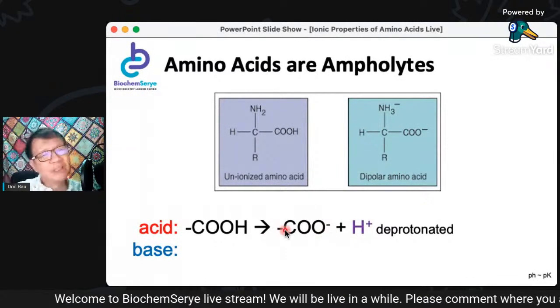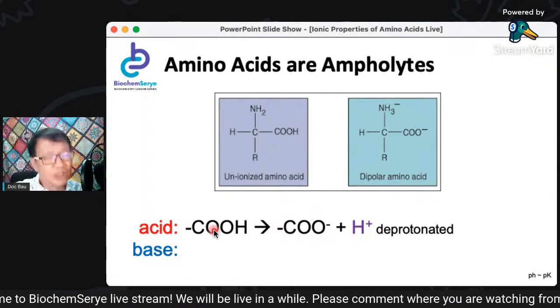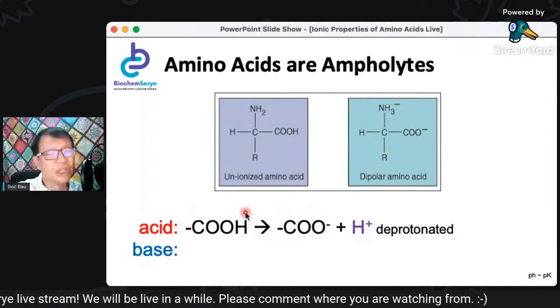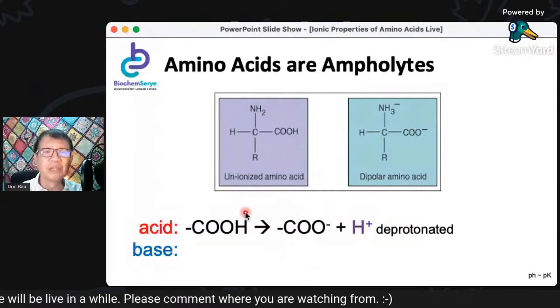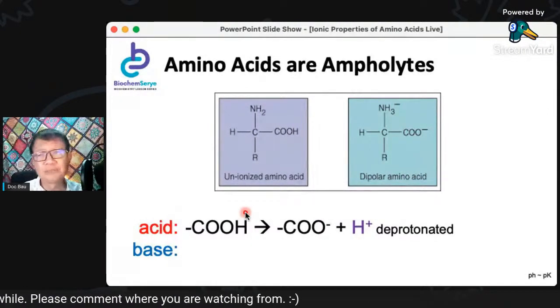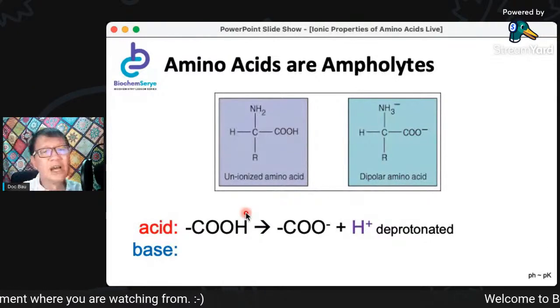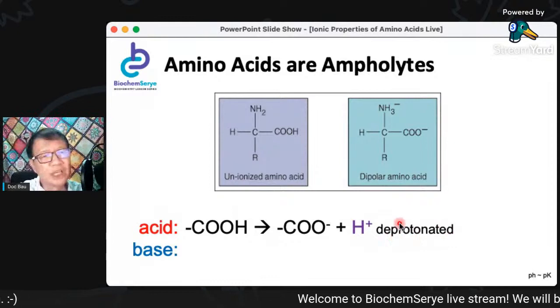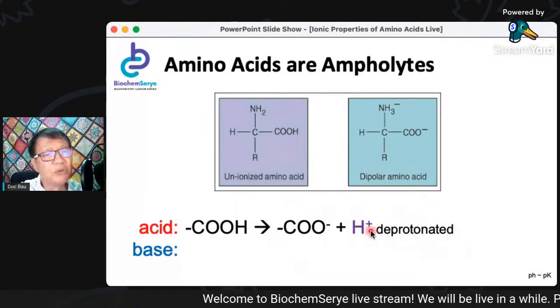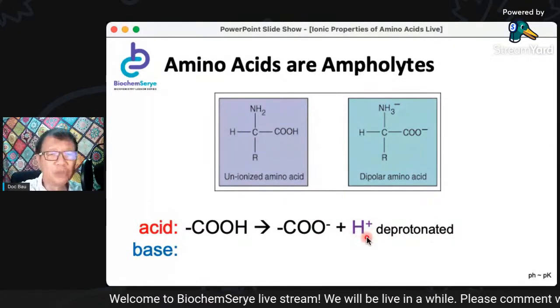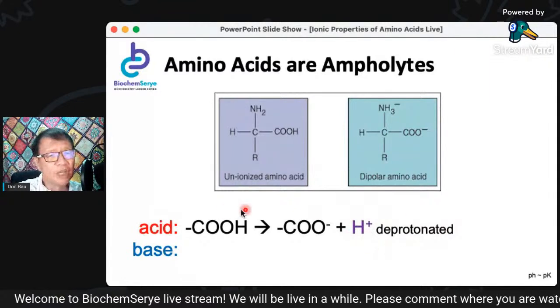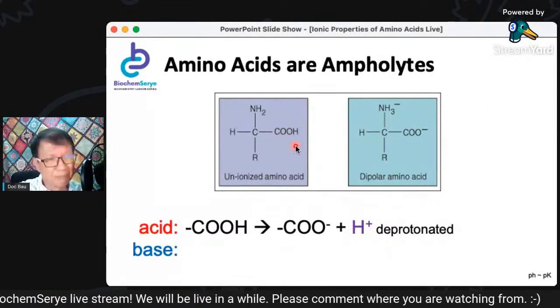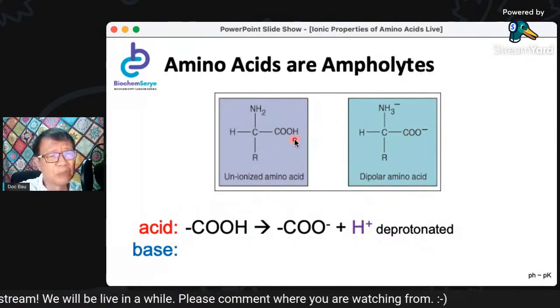Sometimes you will see this process called ionization. Sometimes you'll see it called dissociation. It might be confusing, but for discussions like this, it's best to use a common term: deprotonated. In other words, you remove a proton. What is a proton? A proton is a hydrogen ion. So the acidic part of your amino acid is your carboxyl group.